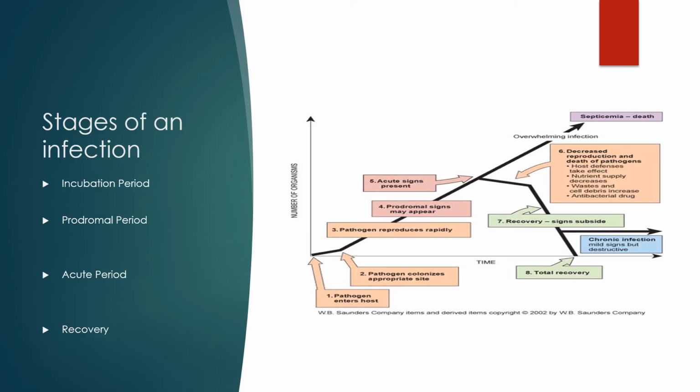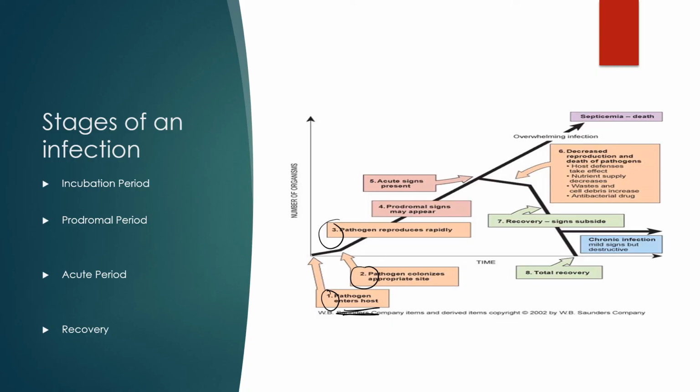So we're going to look at the stages of an infection. The very first stage is the incubation period. In the incubation period, we're looking at number 1, number 2, number 3. This is where the microbe, the pathogen, enters the host. The pathogen is able to break the host defenses. So at any one of those three lines of defense, your first, second, or third line, the pathogen was able to break the host defense and enter the host body.